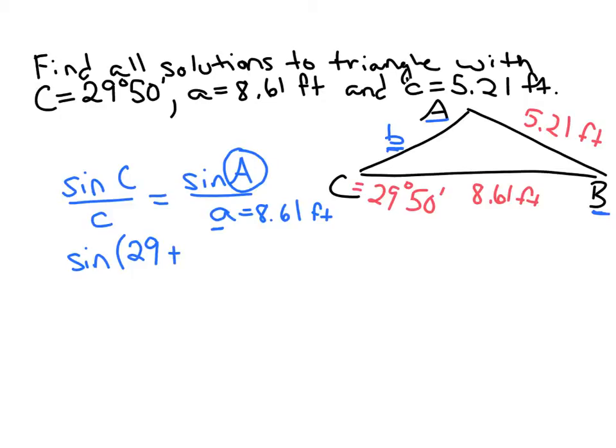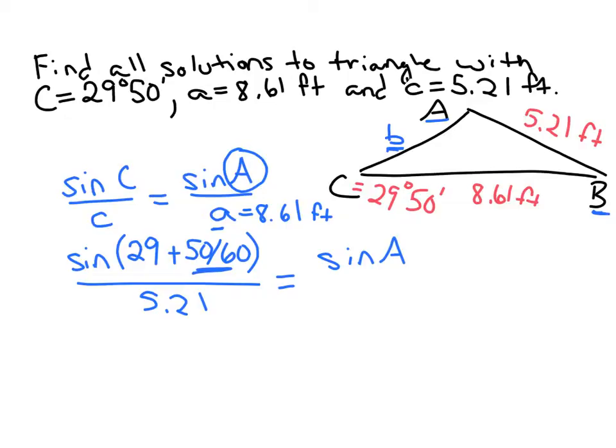And if you don't have the minutes button on your calculator, then you can say 50 out of 60, right? Because it takes 60 minutes to make a full degree. So you have 5/6 of a degree over here, over the length of side C, so that's 5.21, equals sine of A, and that's what we're trying to solve for right now. We know that side A has length 8.61. So to solve for sine of A, we can just multiply by 8.61 on both sides, so that'll cancel there.